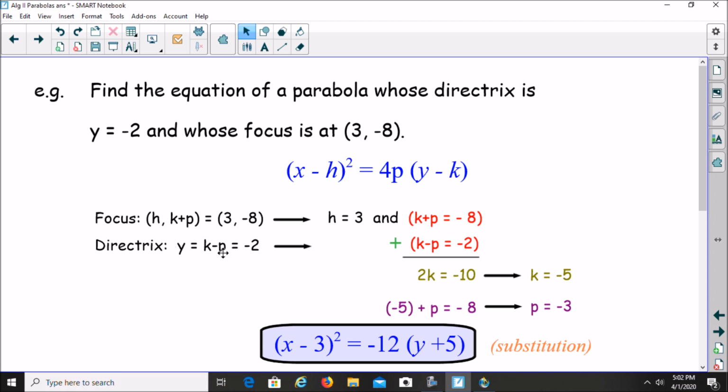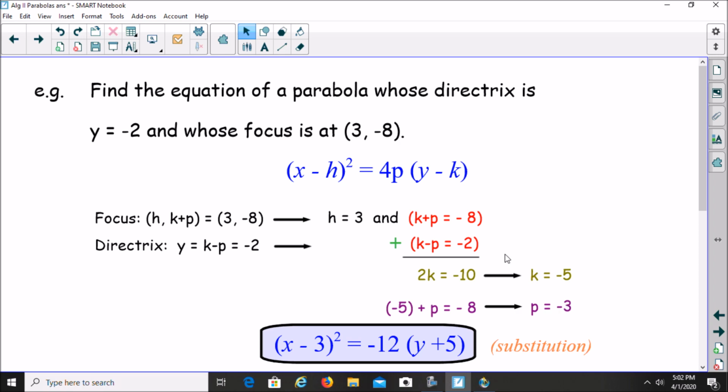The directrix we know is y equals k minus p, but from the information we are given, we know that the directrix is y equals negative 2. So it must be that k minus p equals negative 2. Now if I add the two red equations together, the p's will cancel and I'll get 2k equals negative 10. And if I divide off the 2, k would equal negative 5. I then take the negative 5 and I could substitute into either red equation. I'm going to choose the top one. K plus p equals negative 8. When I replace k with negative 5, I get negative 5 plus p equals negative 8. If I add the 5 over to the right-hand side, I get p equals negative 3.